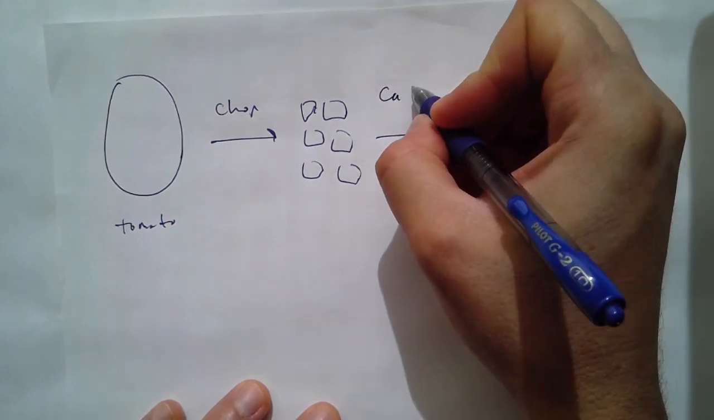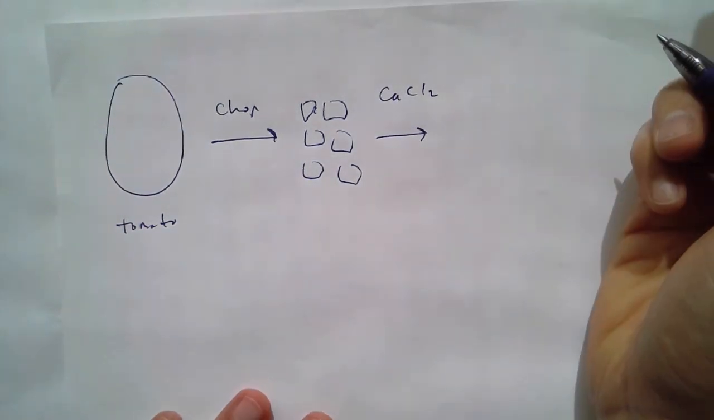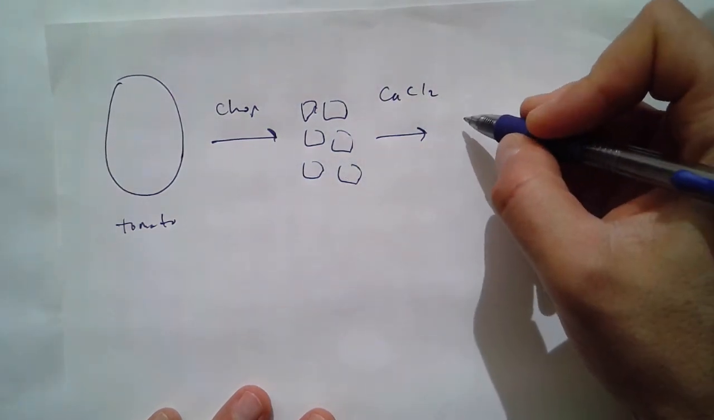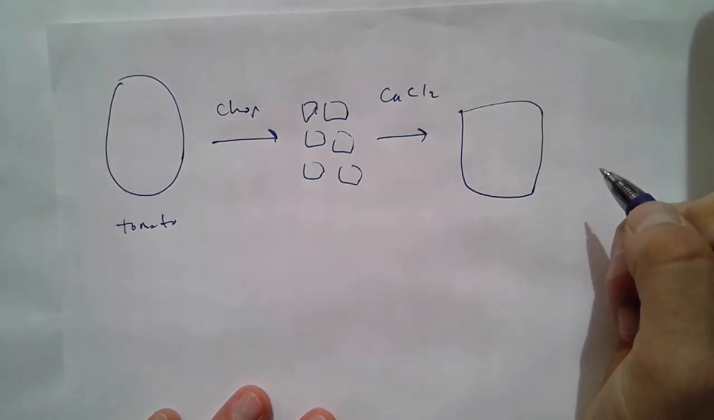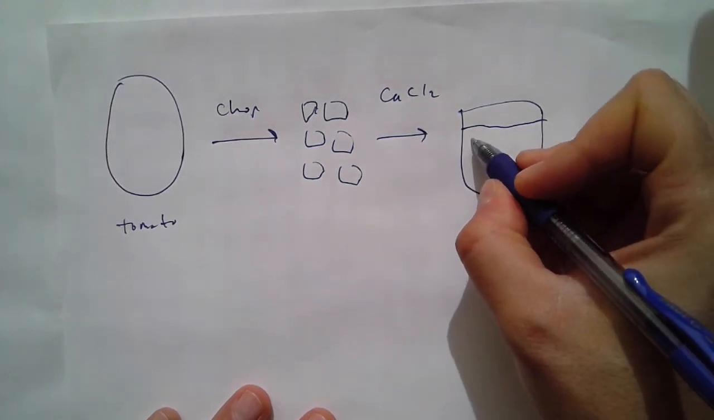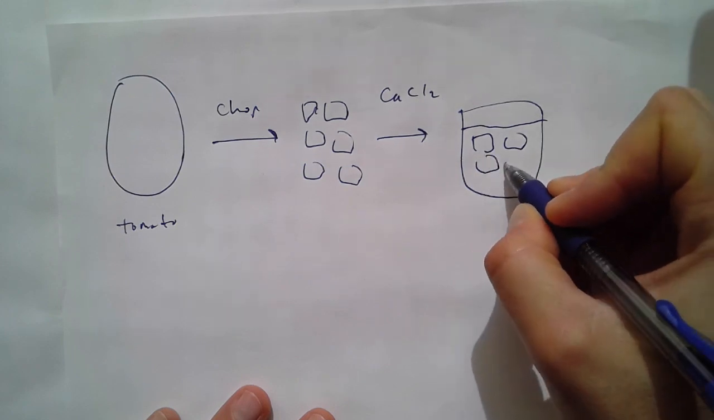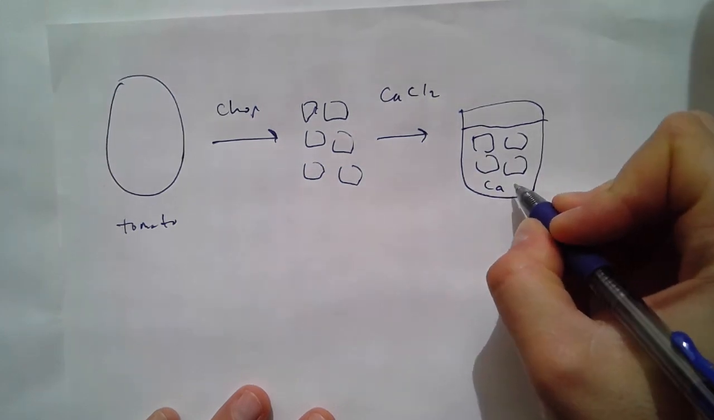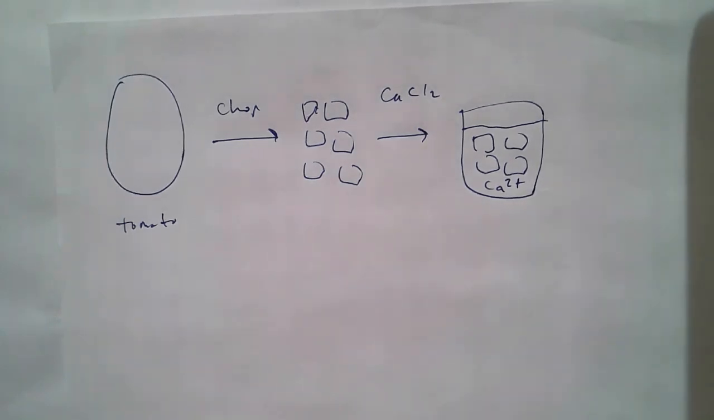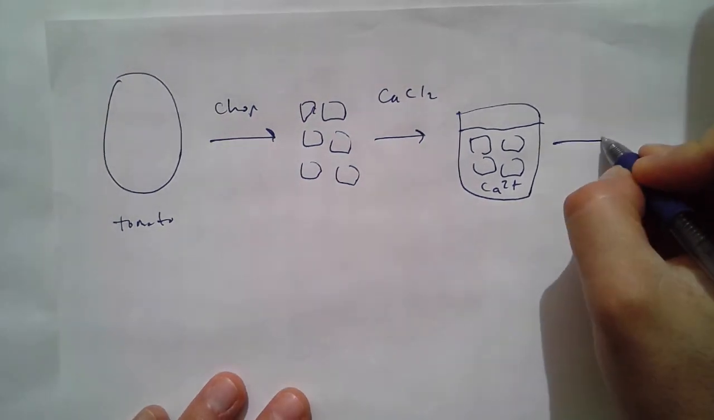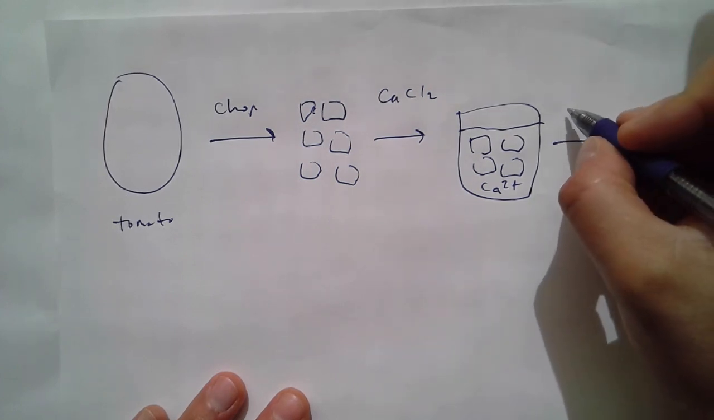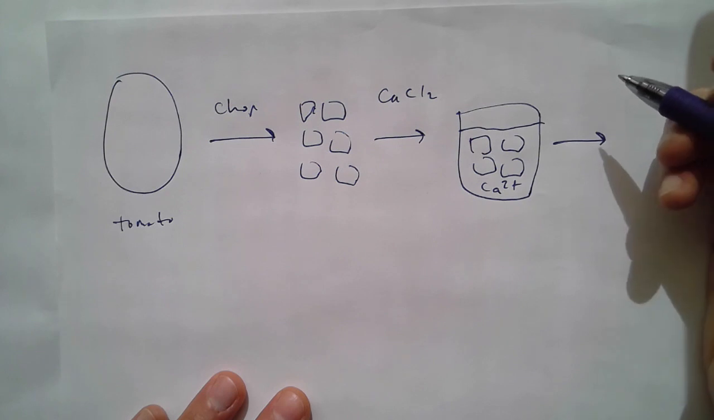But now we're going to take some calcium chloride and add that to these tomatoes. We're probably going to do this in a container. This can be a can, this can be a process vessel, it doesn't matter. So now we've got our tomatoes and our calcium chloride, but really the important thing here is the calcium that's doing the work. And we're going to let that sit there at room temperature or slightly above for a certain amount of time.